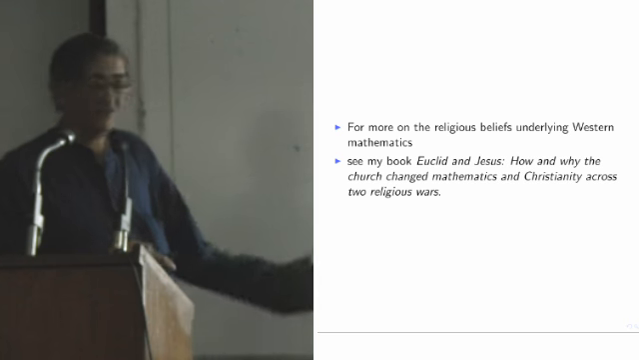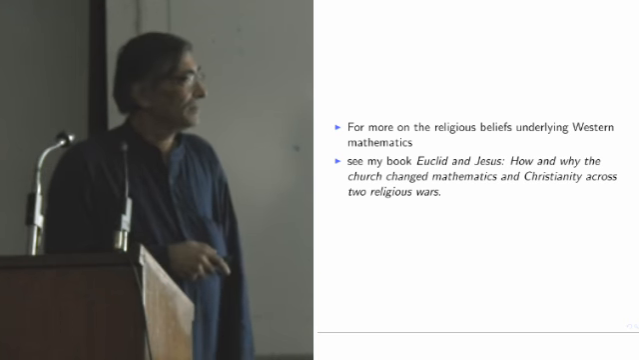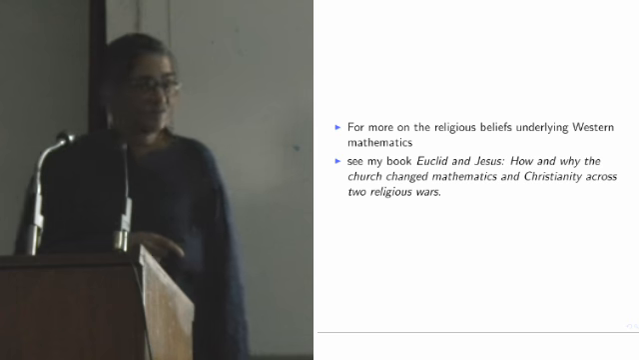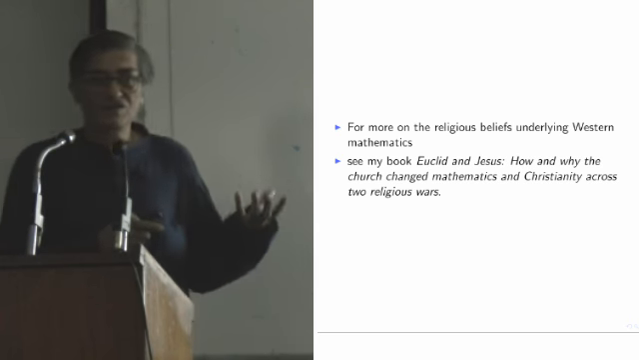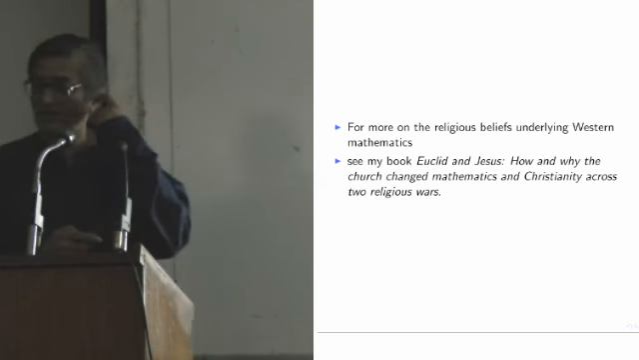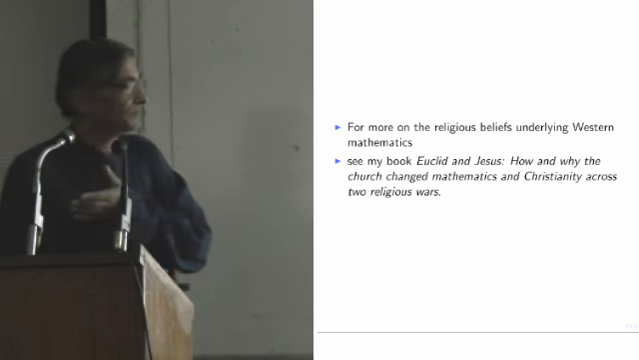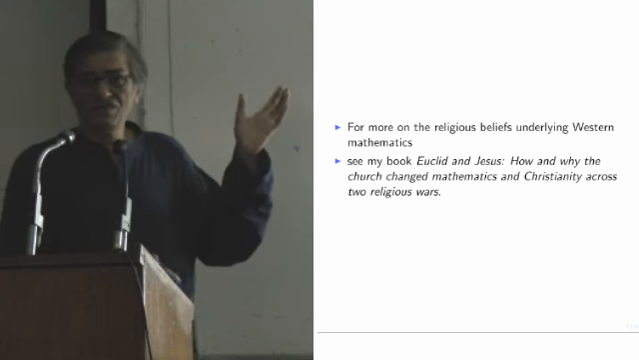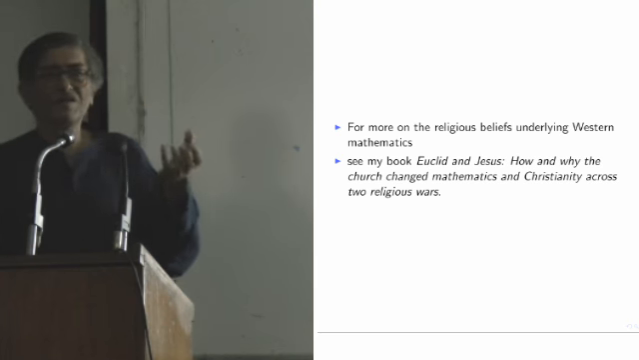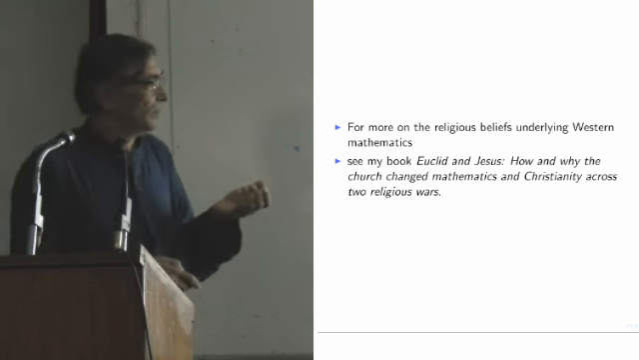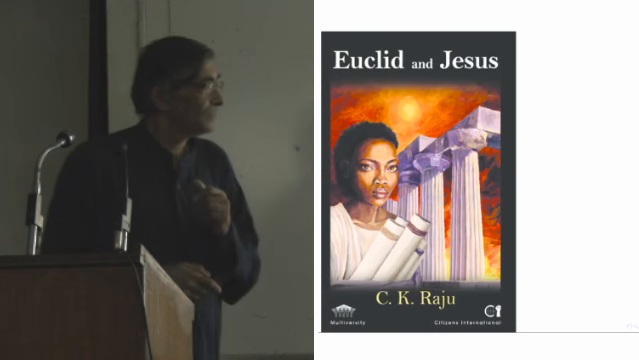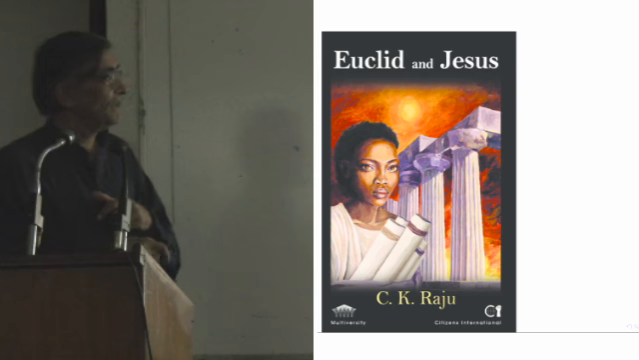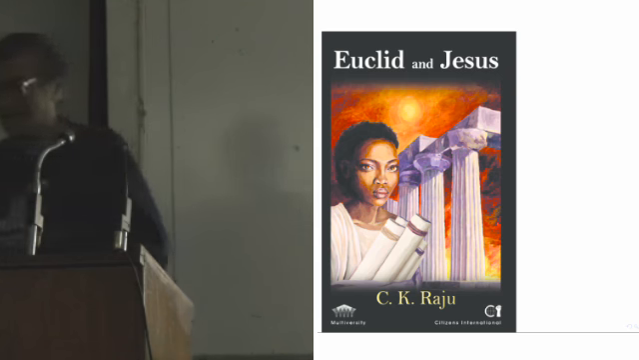And you can see my book on that, how and why the church made mathematics and Christianity across two religious wars, that there was a spiritual mathematics which was turned into something called rational mathematics which later became common. So all based on mythology. All based on mythology and various kinds of politically convenient religious beliefs. So this is the book, and this by the way is Euclid, a black woman, not a white man, as is shown in the text. So maybe you can take a look.